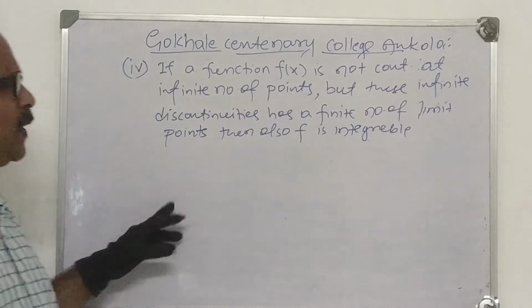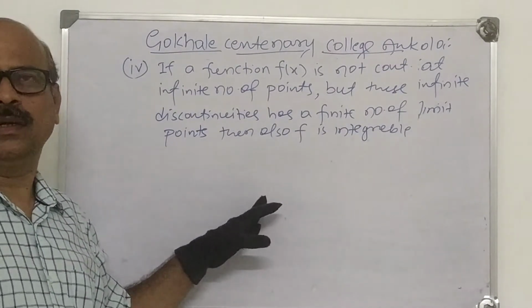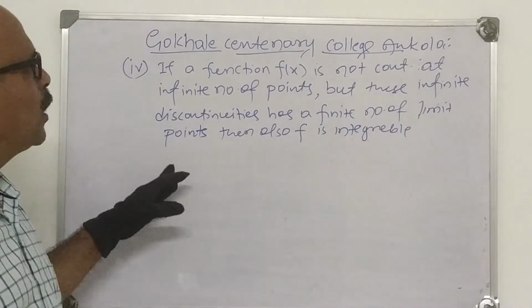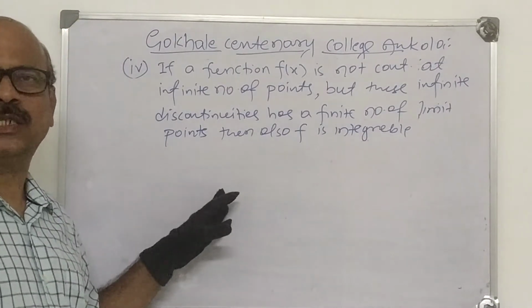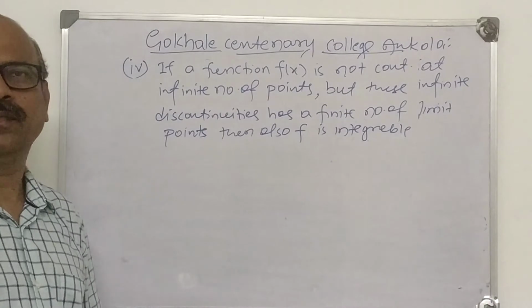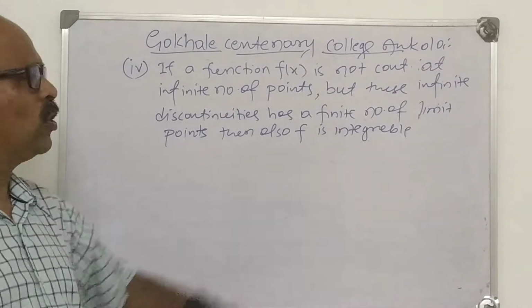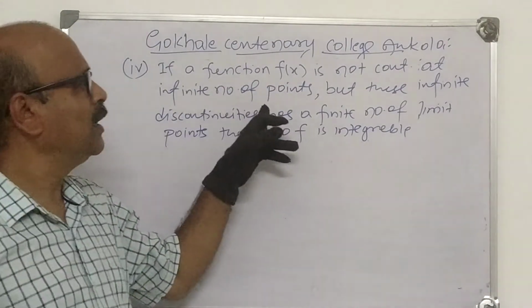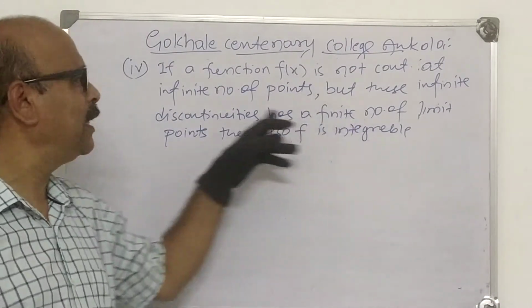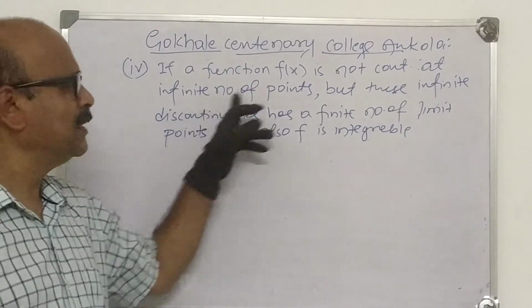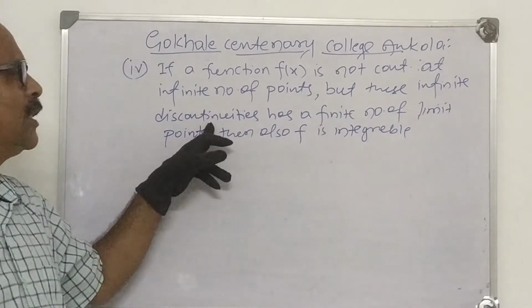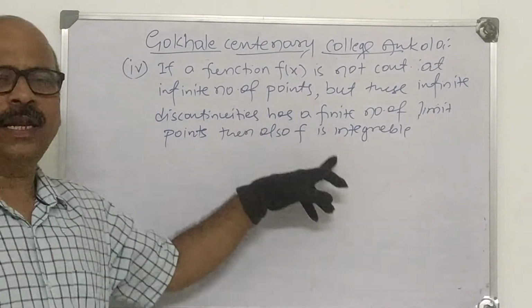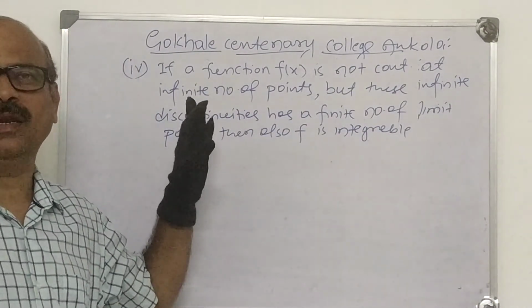What is the first theorem? Every continuous function is integrable. Second theorem, if a function is not continuous at a finite number of points, then also it is integrable. Third one, every monotonic function is integrable. Fourth one, if the function is not continuous at an infinite number of points and this set of infinite discontinuities has a finite number of limit points, then also it is integrable.